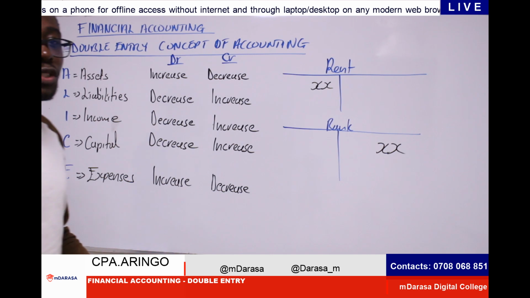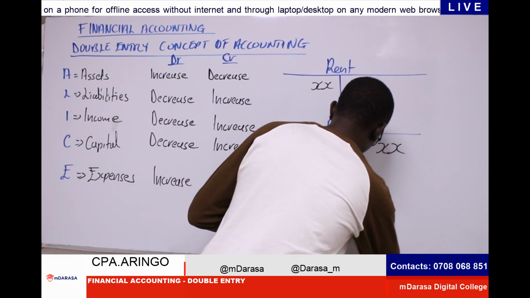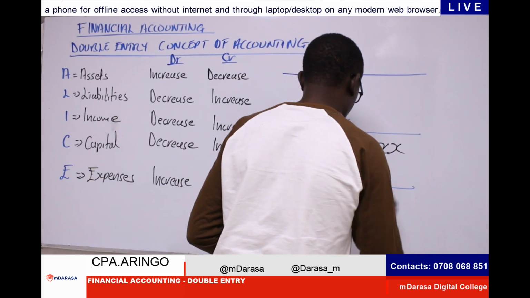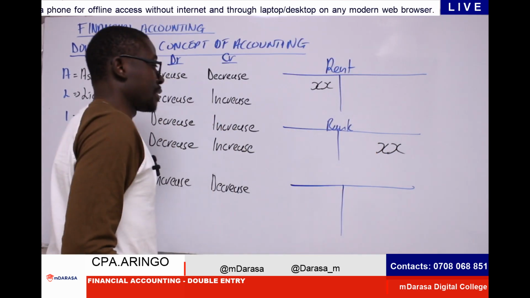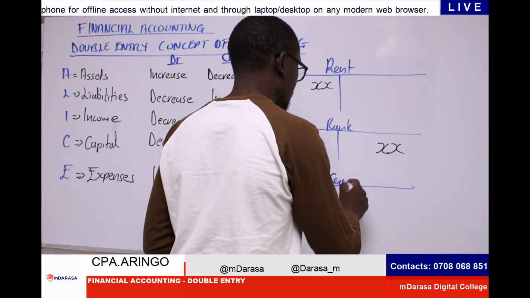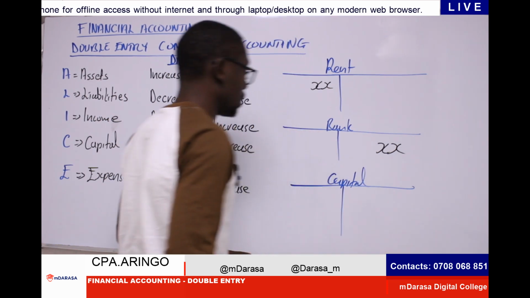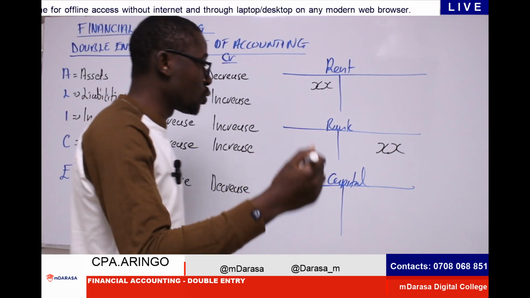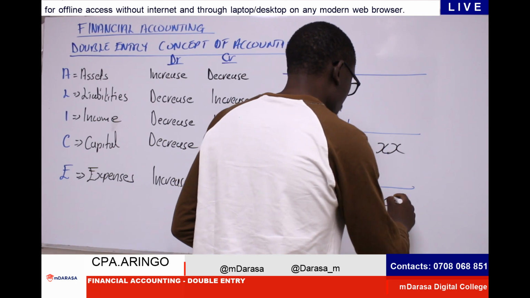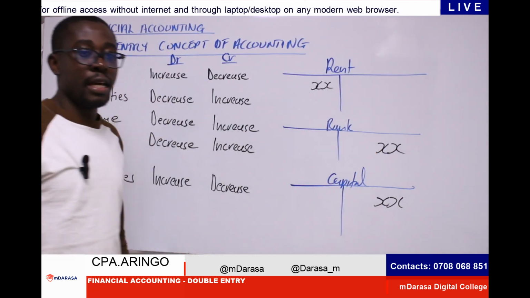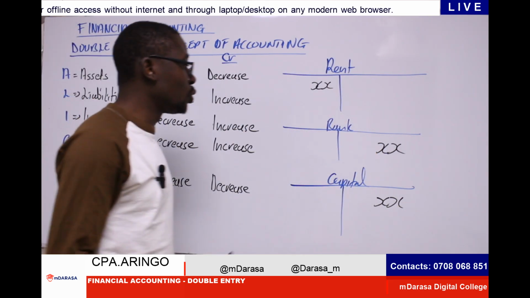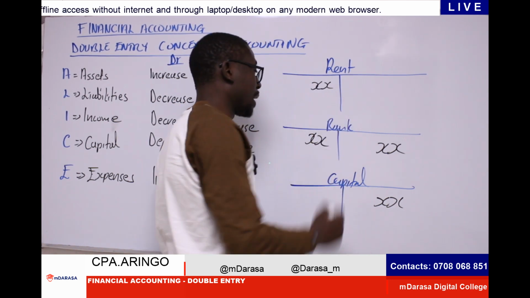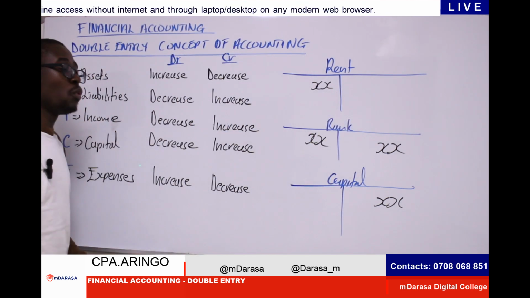I am introducing capital to the business, and in this case, I am introducing some cash. If we are introducing capital, it means that capital will increase, so we credit. And where is that amount going to? That amount is going to the bank. So therefore, bank being an asset, in this case, we debit.